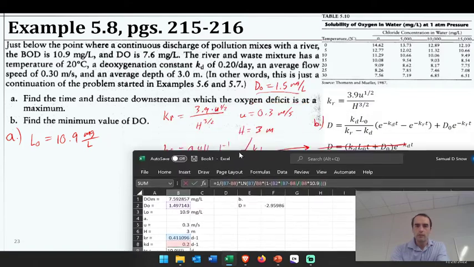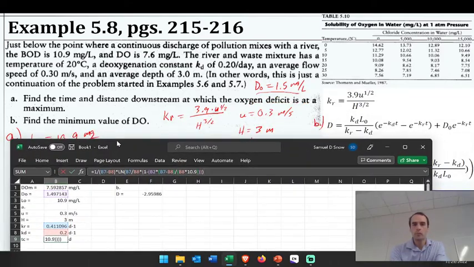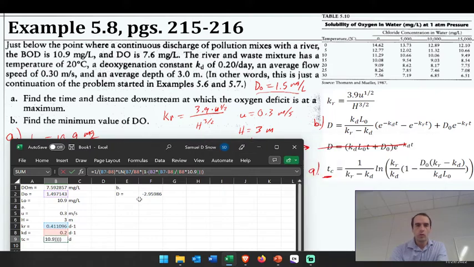Let's see if I can show it a little better. So we had 1 over KR minus KD times the natural log of KR over KD times 1 minus D naught (KR minus KD) divided by KD times L naught. Assuming I got that all in here correctly, which I think I did, that should come out to be 2.67 days.